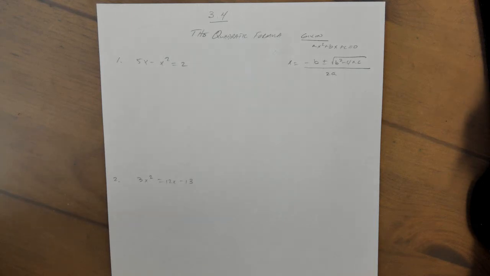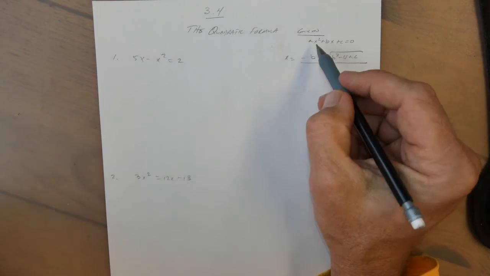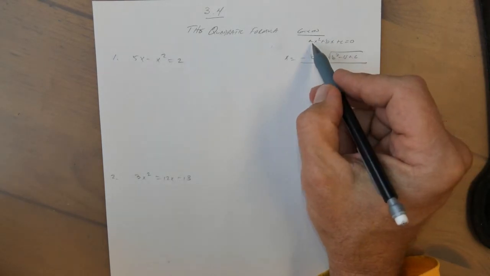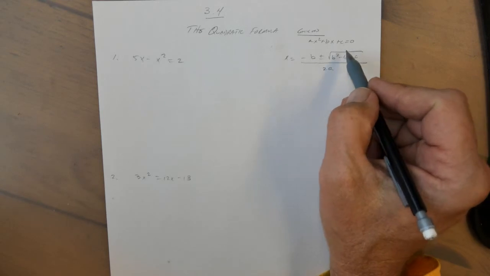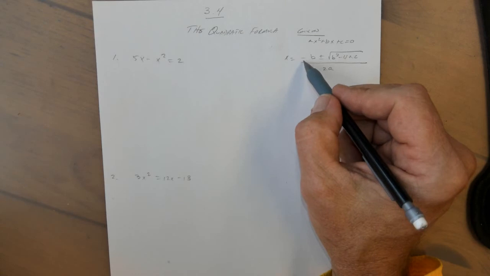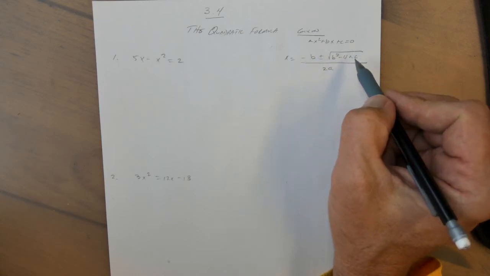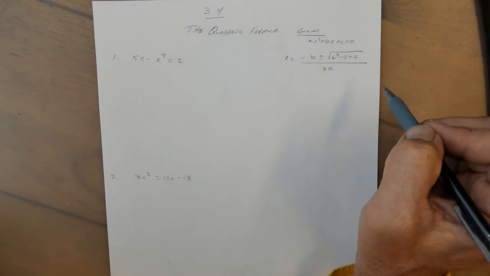Okay, today we're going to look at some problems from section 3.4 using the quadratic formula. Now recall, as long as we're in standard form, which means that we have ax squared plus bx plus c equals 0, then we can use the quadratic formula to solve for x, where x would equal negative b plus or minus the square root of b squared minus 4ac all over 2a.